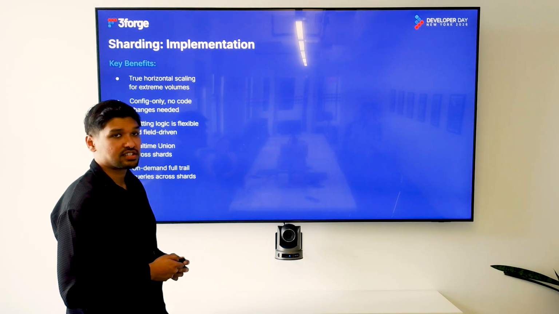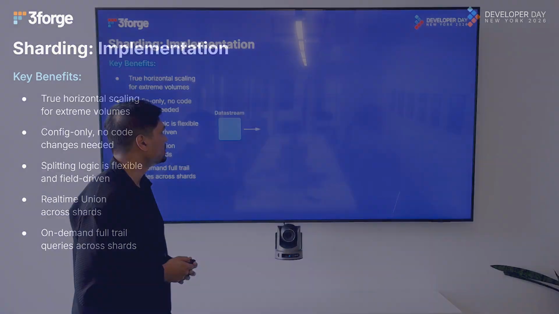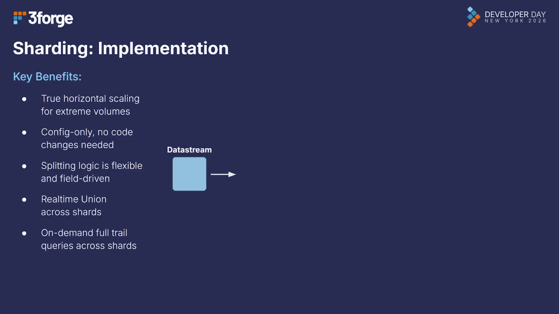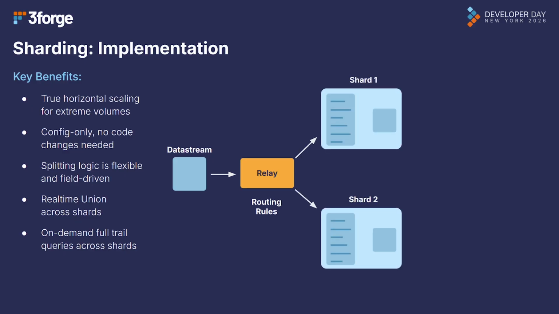Now let's see what it takes to implement the sharding architecture. First, you have your data stream coming in. It could be Kafka, AMPS, or whatever messaging service you're using. It hits the relay. Here, you define your routing rules, basically which messages should go to which shards. After you define your rules, the messages will flow into the respective shards.